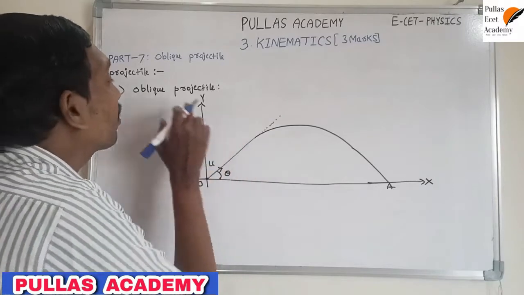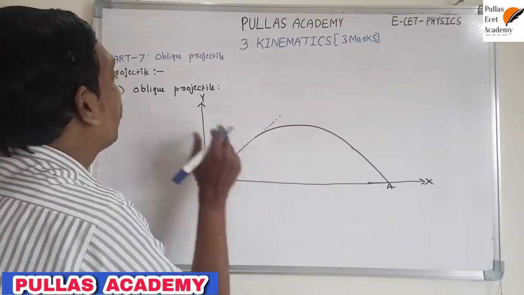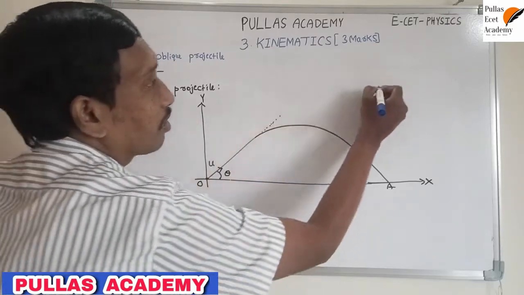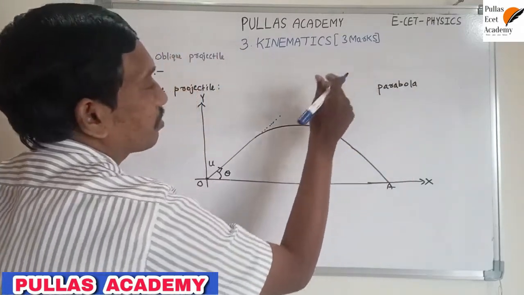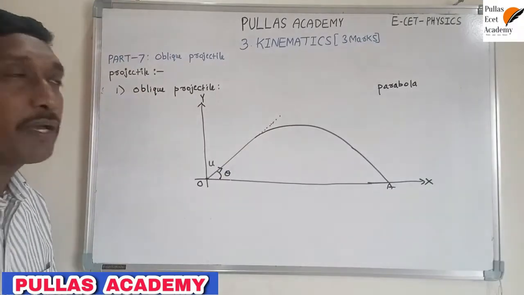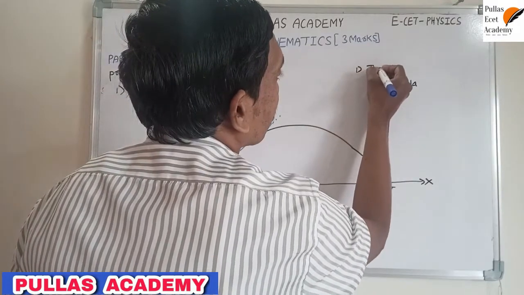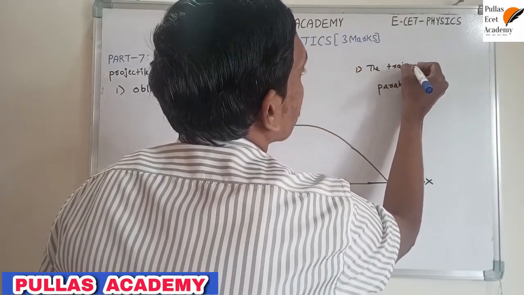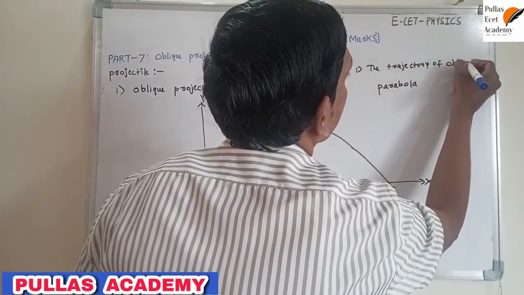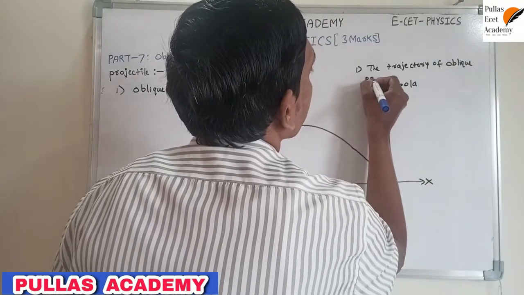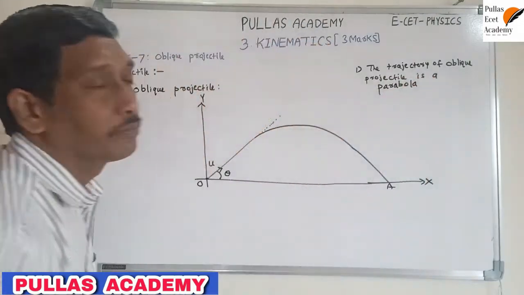Very important point. What is the trajectory of the oblique projectile? Trajectory means traveling path. So the traveling path of the oblique projectile is a parabola. This is a very important point. Next, one point we got, that is the trajectory of oblique projectile is a parabola. Clear? Right.